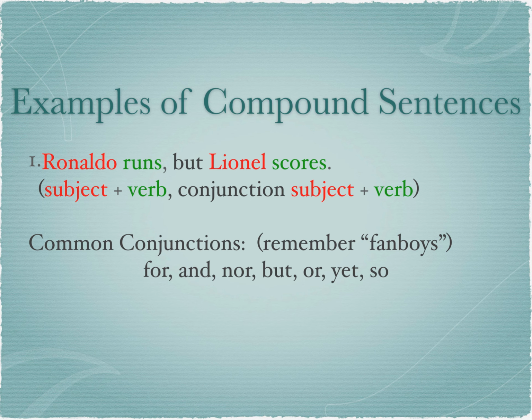An easy way to remember some of the most common conjunctions is to remember FANBOYS. F-A-N-B-O-Y-S. That is the first letter for these 7 conjunctions. For, and, nor, but, or, yet, so. And all of these can be used to connect 2 independent clauses.